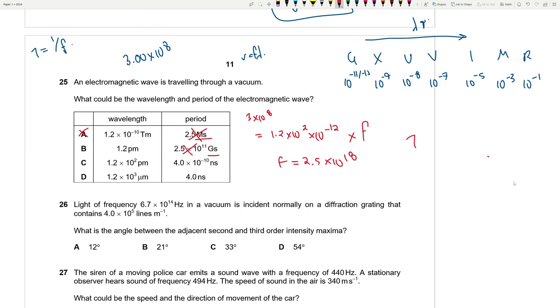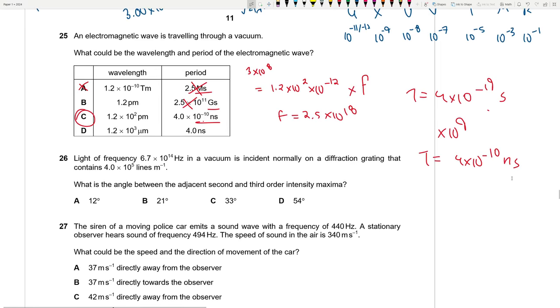So let's try the time period now. 1 by f, which is 4 into 10 to the power minus 19 seconds. Now to convert it to nanoseconds, what do you need to do? Into 10 power plus 9. So T actually is 4 into 10 power minus 10 nanoseconds, which is correct. So C is the correct answer. There's no use doing D.